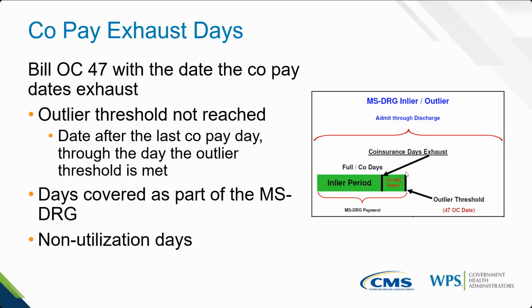Here's where you're seeing that. So we haven't met the threshold yet, so we're not getting an outlier payment. But we did meet the copay days. We're done with the inpatient days. Now your payment will still encompass those extra days, but we do need to know when that was done. Though they are covered as part of the MS-DRG, it means you don't get to bill the patient extra money. They are not considered utilization days because there are no more benefit days to pay for that. So those would be another example. Again, they're the exhaust days after that period is done. So that's a good example of when we'd have non-utilization days.